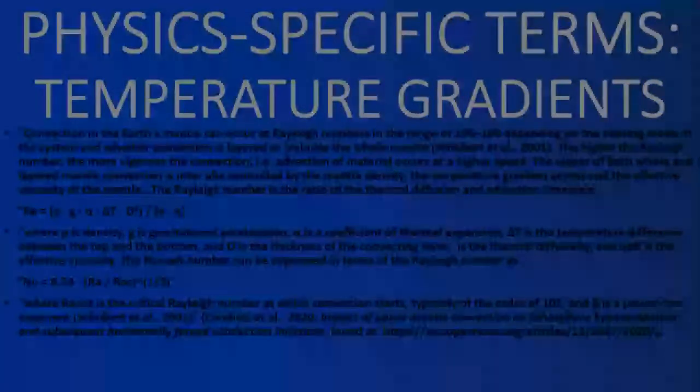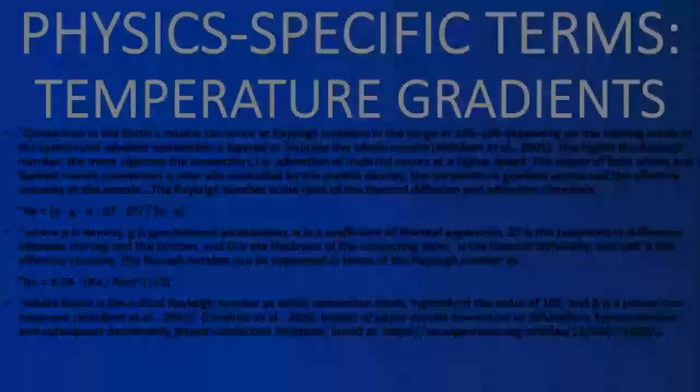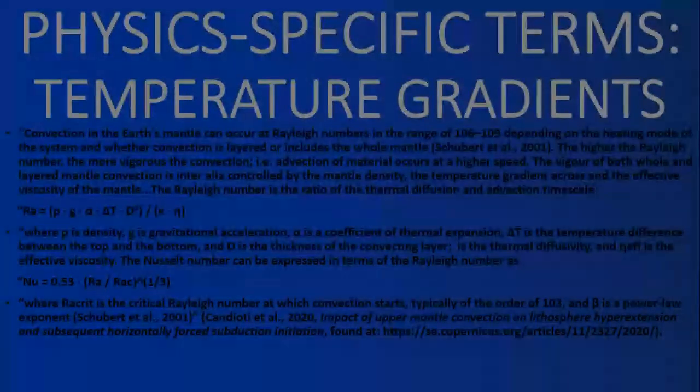Rayleigh equals rho times g times alpha times delta T times d to the third power, over kappa times eta, where rho is density, g is gravitational acceleration, alpha is the coefficient of thermal expansion, delta T is the temperature difference between the top and the bottom, d is the thickness of the convecting layer, kappa is the thermal diffusivity, and eta is the effective viscosity.